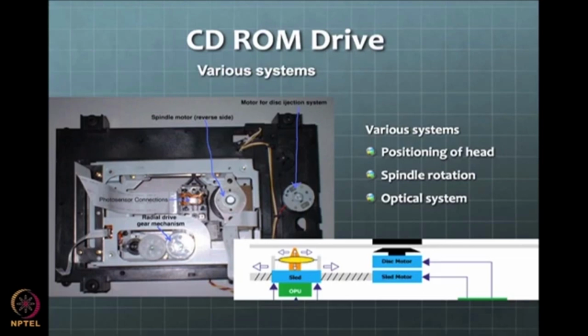Say for example, this is one of the CD-ROM drives opened here. You can see some of these systems here. You have some motors which are driving some gears here, and then they are driving this slider which will slide along these rods here. Then there will be a motor on which the CD will be kept, and that motor will be rotated.